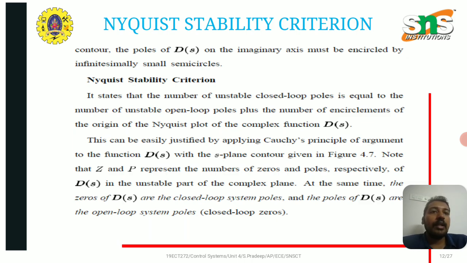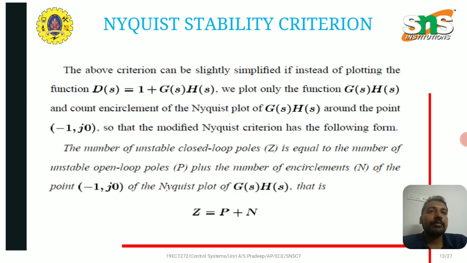Note that Z and P represent the number of zeros and poles respectively of D(s) in the unstable part of the complex plane. At the same time, the zeros of D(s) are the closed loop system poles and the poles of D(s) are the open loop system poles.